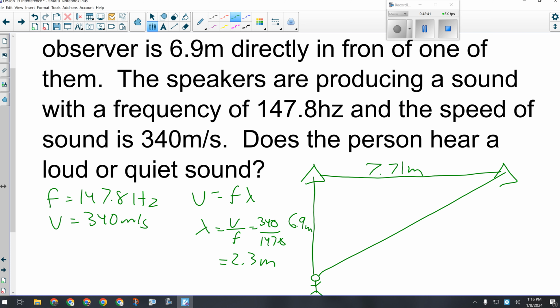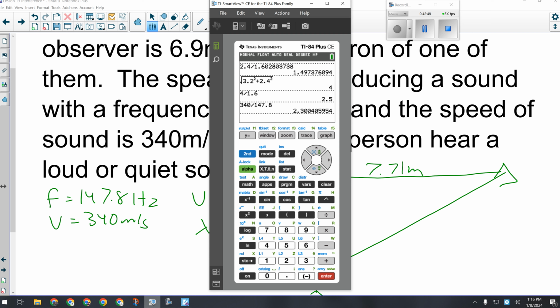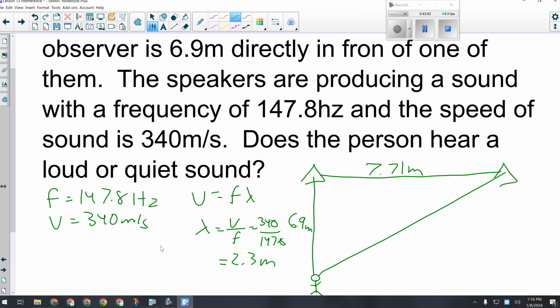What else do I need to calculate? The person's distance from the second speaker. Right, I've got to use the Pythagorean theorem to get this side. So we're going to have the square root of 7.71 squared plus 6.9 squared. All right, so that side is 10.35 meters.